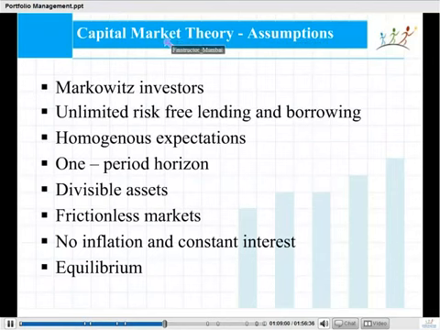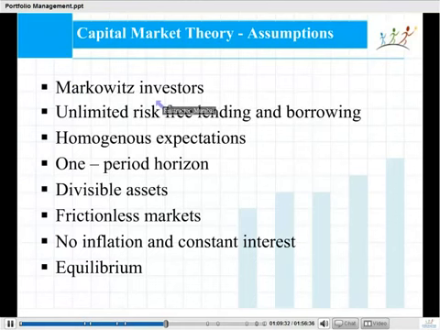So the capital market theory that we are going to study in the coming slides has the following assumptions. These assumptions are important. They are very directly tested. So you have to remember these assumptions. First, all investors are Markowitz investors. So all the previous assumptions that we studied are also valid here. That is, they are risk averse, they have diminishing marginal utility of risk, they know the returns distribution, and risk is variability, or risk is standard deviation.